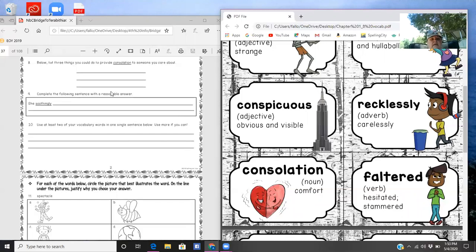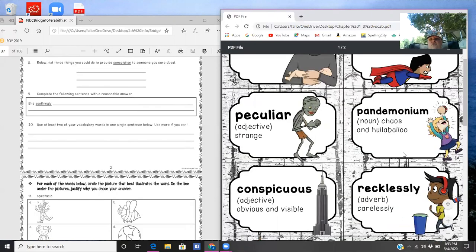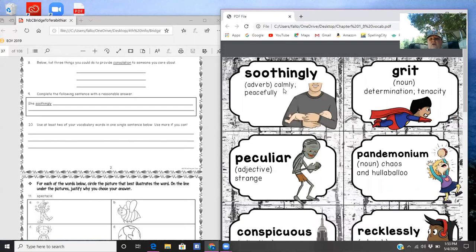Looking at number 9, complete the following sentence with a reasonable answer. Reasonable answer means something that is logical and makes sense. She soothingly blank. So we're going to find the word soothingly right here, calmly or peacefully. So she calmly or peacefully blank. You complete the sentence however you want to finish it, but remember, it's got to make sense. So something that you would do or she would do calmly.